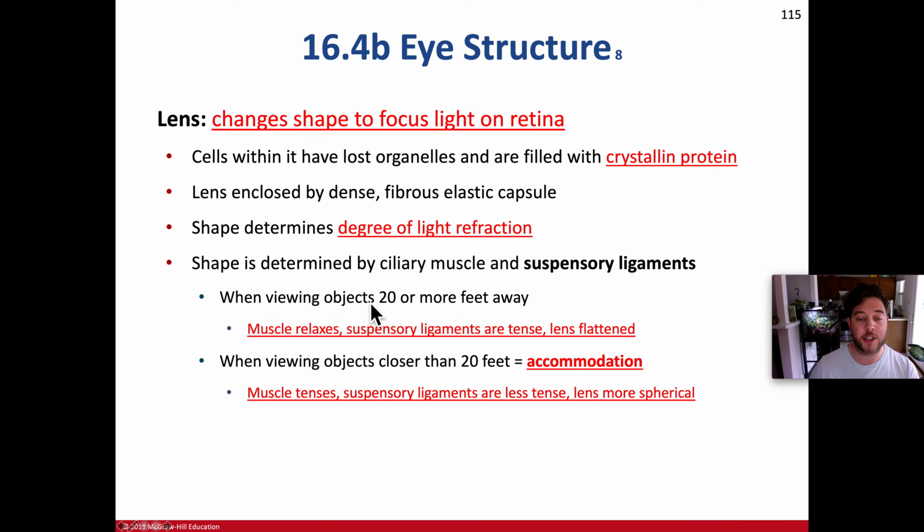When viewing objects 20 or more feet away, so objects at a greater distance, the muscles relax, the suspensory ligaments are tensed, and the lens flattens. So if you're trying to see something further away, the lens of your eye will flatten. Whereas if you're viewing an object that's closer than 20 feet, the lens does what's called accommodation, where the ciliary muscles are tense, the suspensory ligaments are less tense, and the lens itself becomes more spherical to bend light more.